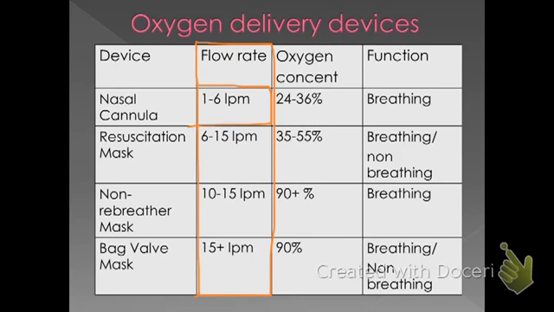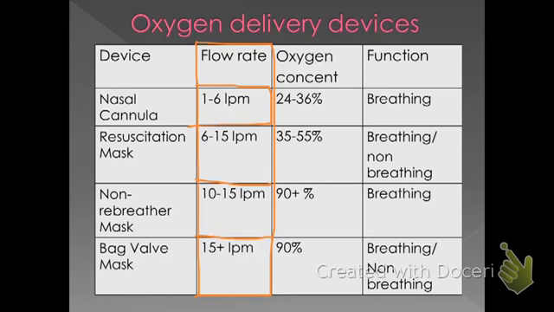With our resuscitation mask, because it does fit around the patient's nose and/or mandible, and it has more room for oxygen to fill in its space, you can increase the liters per minute to about 6 to 15 liters per minute. And with the non-rebreather mask, because there is a bag associated with it, the liters per minute can be increased to about 10 to 15. And then last but not least, because we have not only a bag, a valve, and a mask, we can increase the liters per minute on the bag valve mask to at least 15 liters per minute.